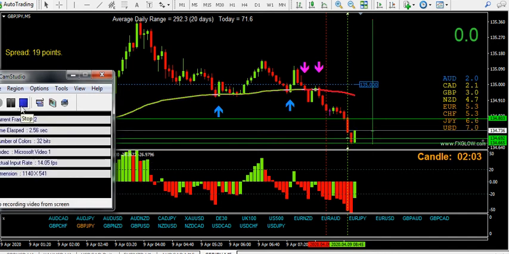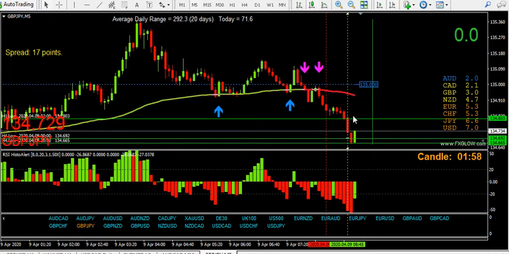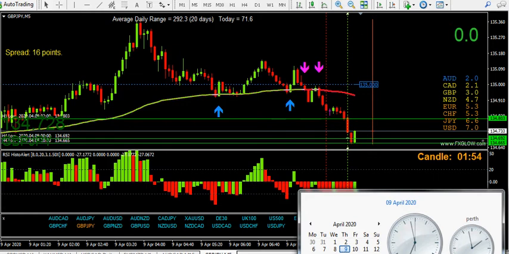Hello again, people. Right, this is my third winning trade of the day, and it's still not even 7 o'clock in the morning here in the UK.